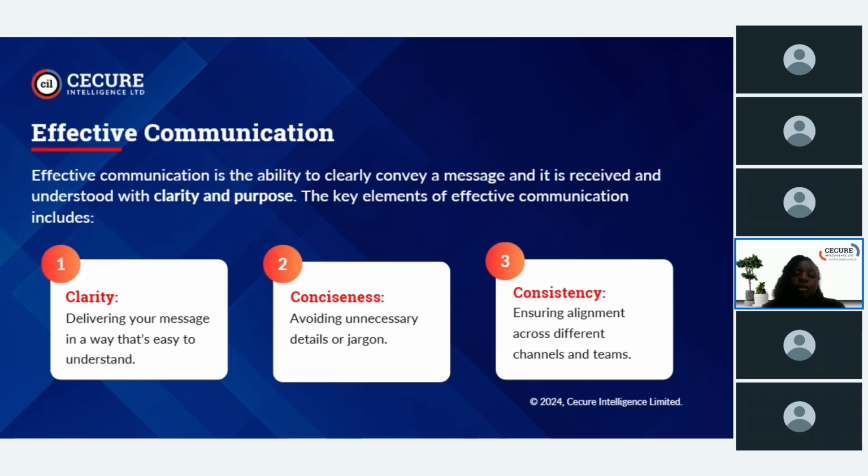And the last one is consistency. When you're communicating, you need to ensure that you are in alignment across all communication channels or within your team. So ensuring alignment across the different channels and different teams, that's where consistency comes in. You want to be consistent. You want to make sure that when you're communicating via a text, email or phone call, you're communicating the same thing, or you're communicating in the same way. There should be consistency when you're communicating.